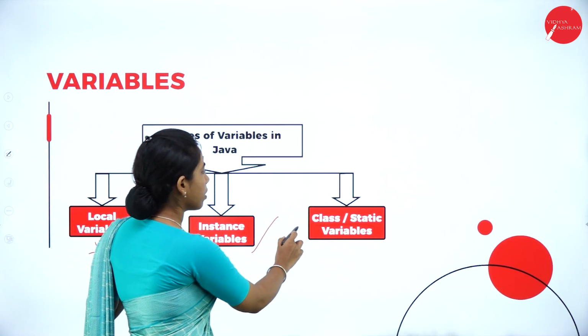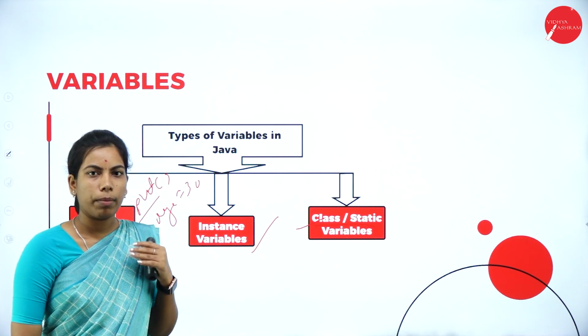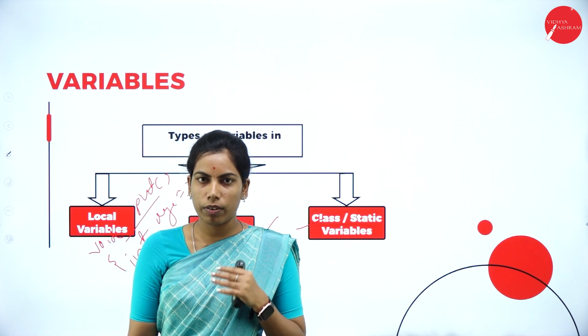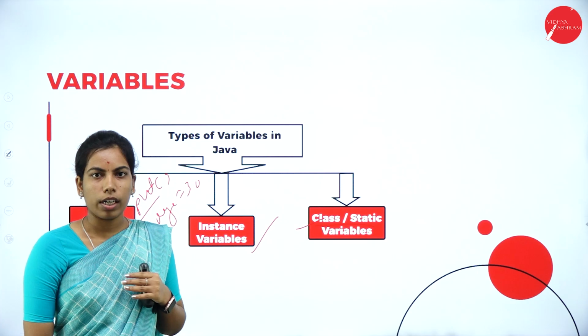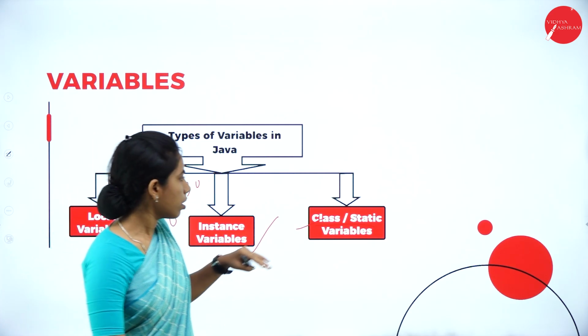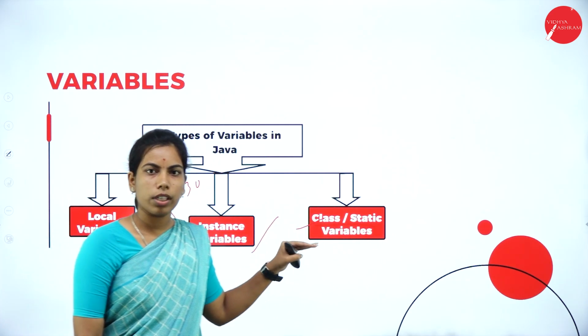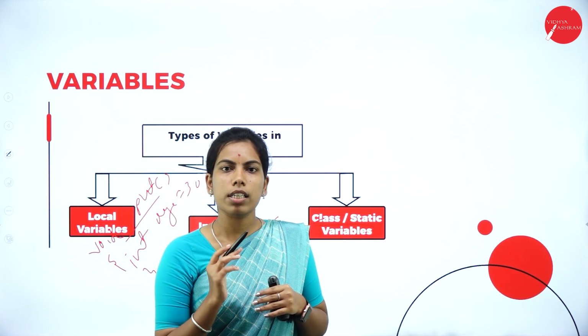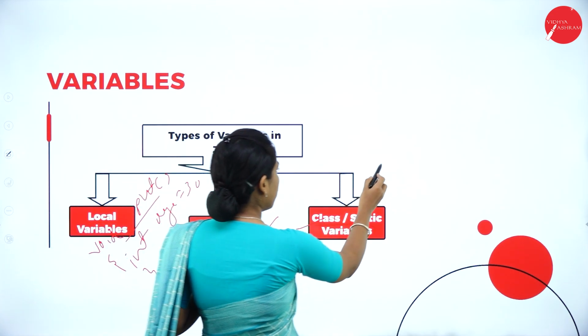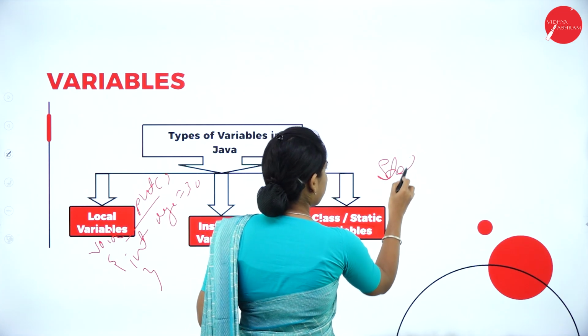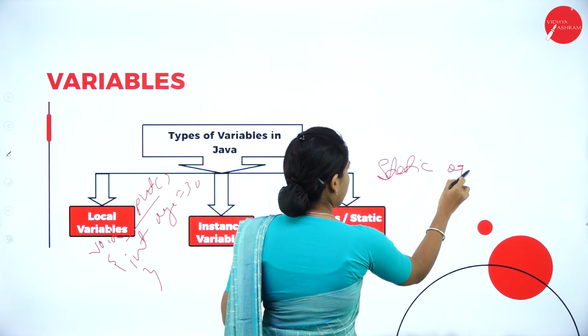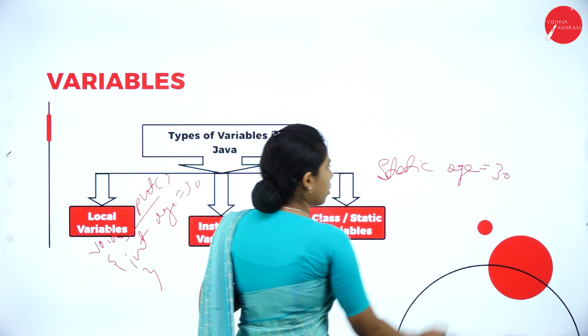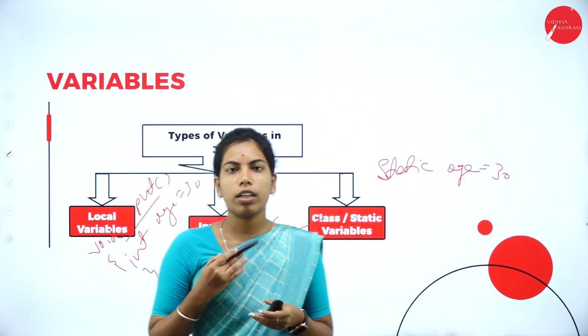And come to the last, the class or static variable. Mainly static is the name of the variable, so it is also called a class variable. Why? Because within the class only we have to declare the static variable, but we have to use a keyword called static. So for example, static age is equal to 30. This is how you have to declare a static or class variable.